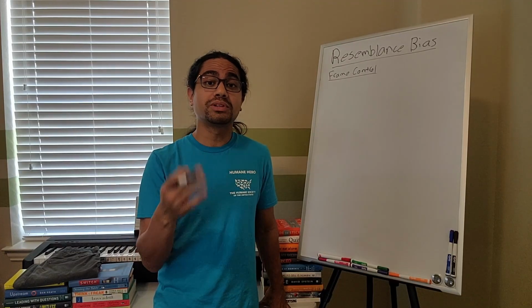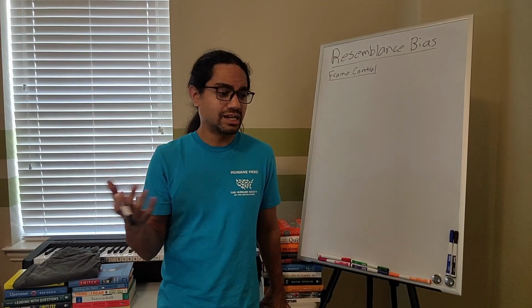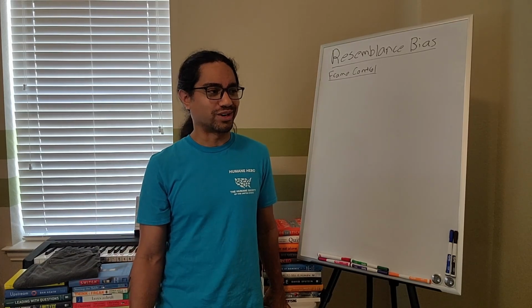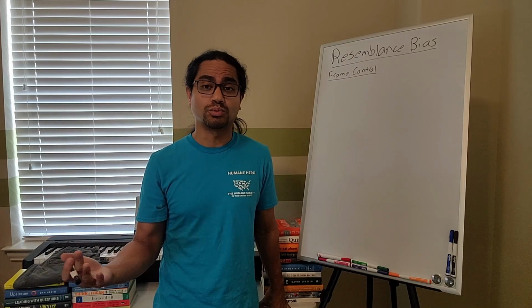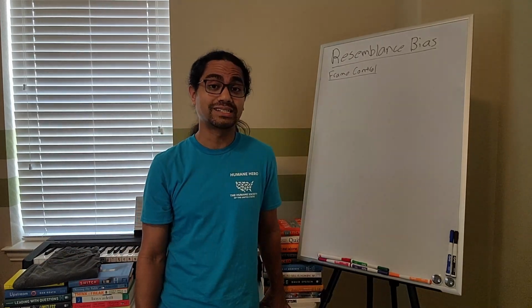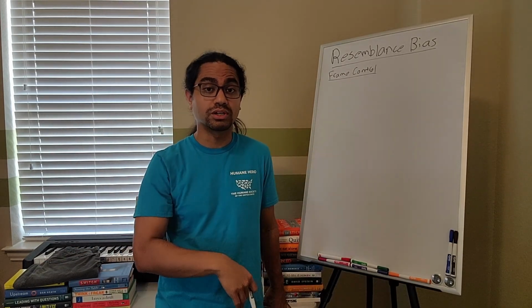But resemblance bias will say, especially, let's say that I was Samoan, right? And I have a bunch of Mexican friends or something, and I'm hanging around with them. Resemblance bias would basically say that you would think that we're all pretty much the same.